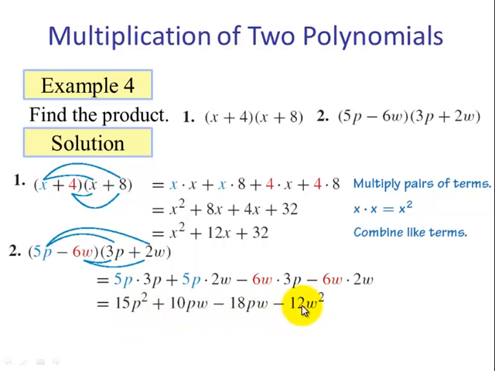Next thing, we want to see if there's any like terms. So this term and this term are like terms. So we can combine them. 10pw minus 18pw is a negative 8pw. So our final answer is 15p squared minus 8pw minus 12w squared.